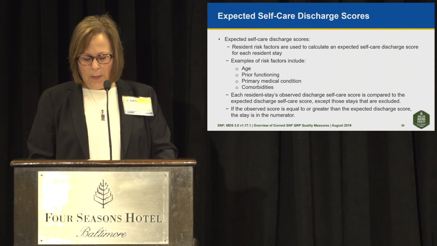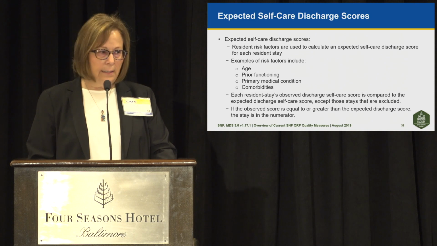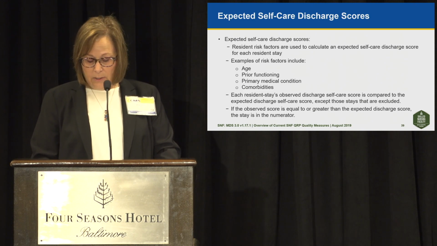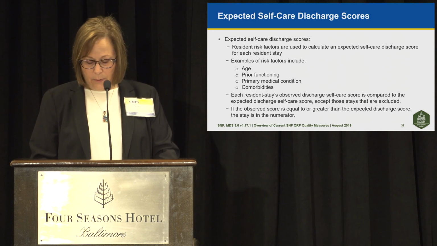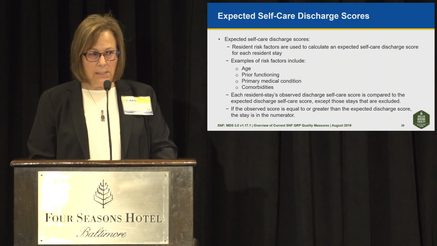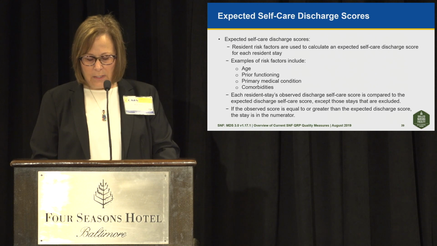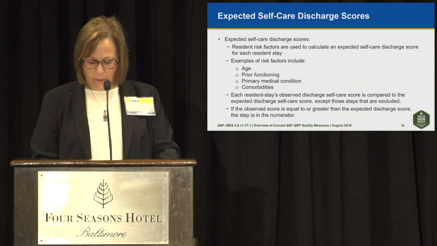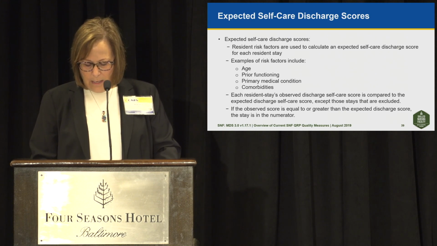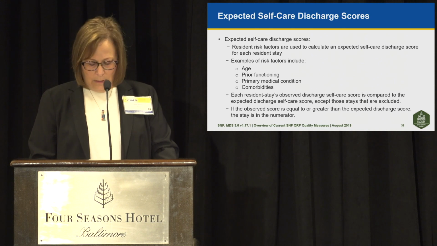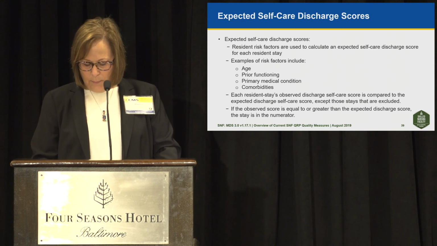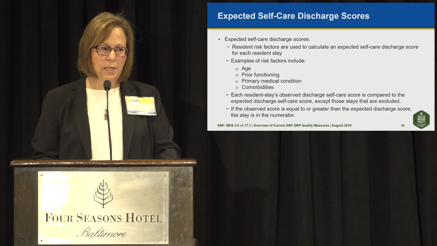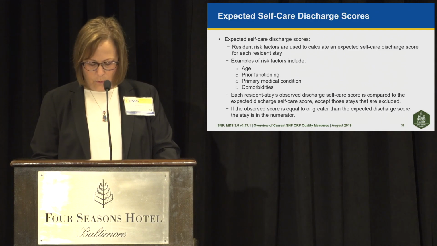Then, the expected discharge scores are calculated using the intercept and coefficient values from the risk adjustment model, which includes resident stay level factors that we've discussed as some of the examples of risk factors. And a simple observed score cannot be calculated for the discharge self-care and discharge mobility score measures.